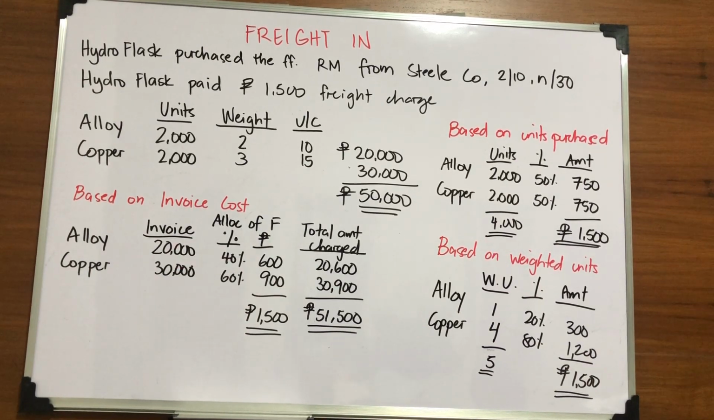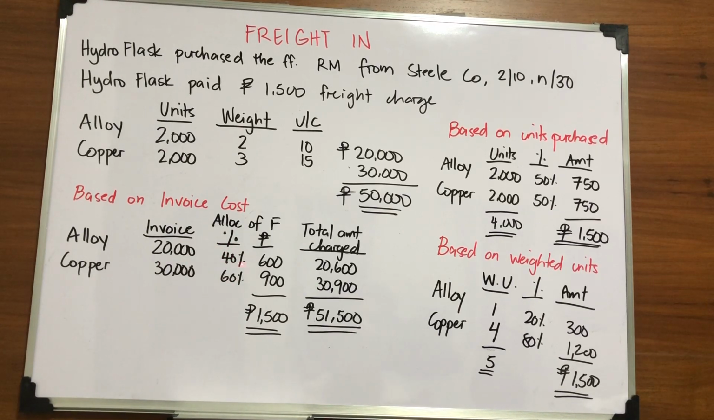So using the invoice cost, all you have to do is plot this. Okay? So you plot your two types of materials and use the invoice as your variable. Okay? So you sum the total invoice for each material. So 20,000 plus 30,000 will be equal to 50,000. And then just get the proportionate share for each material. So 20,000 divided by 50,000, you would be getting 40%, and 60% for copper.